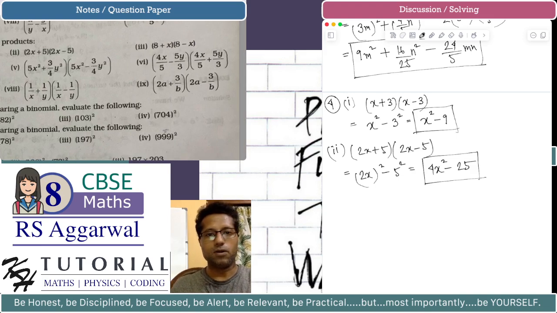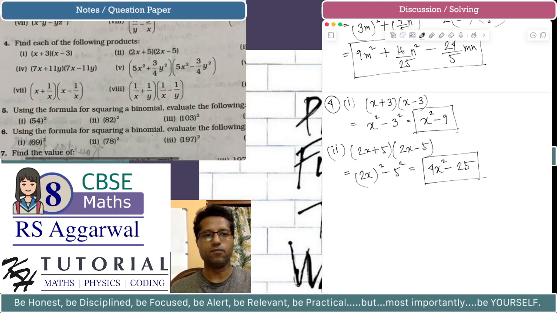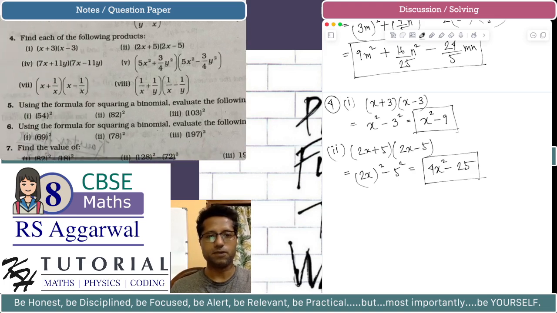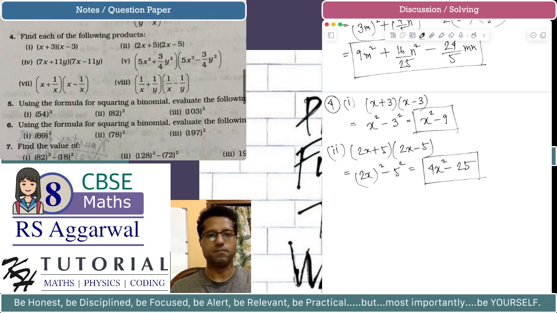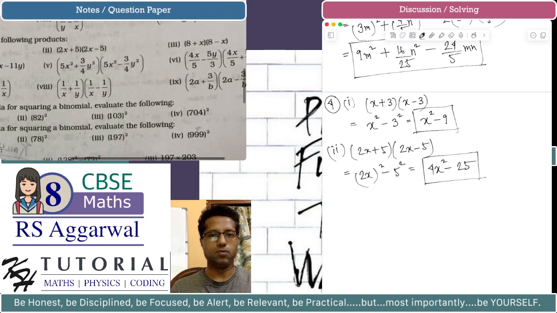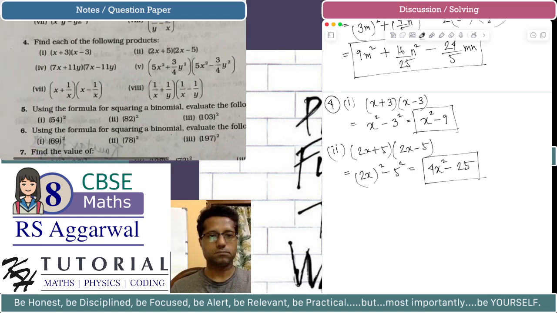Now I am not doing 3. It is very similar. So all the subproblems of problem 4 are of the form a plus b into a minus b. Let me do a few more.